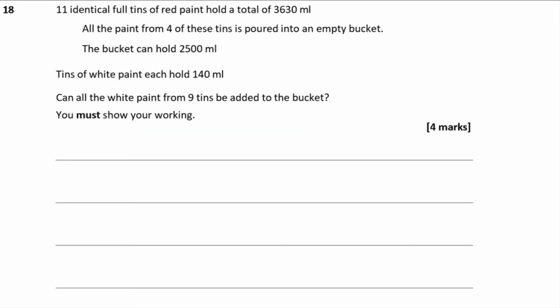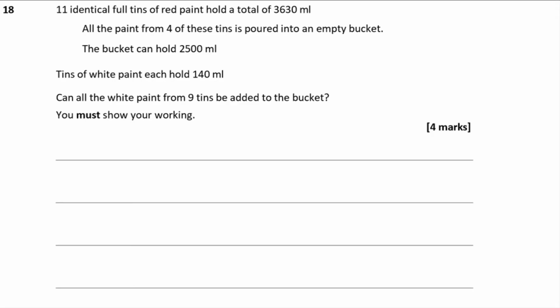Question 18. 11 identical full tins of red paint hold a total of 3,630 millilitres. All the paint from 4 of these tins is poured into an empty bucket. The bucket can hold 2,500 millilitres. Tins of white paint each hold 140 millilitres. Can all of the white paint from 9 tins be added to the bucket? You must show your working.